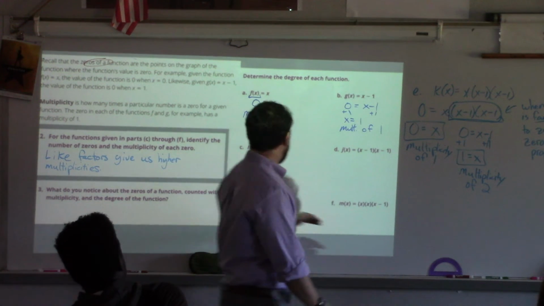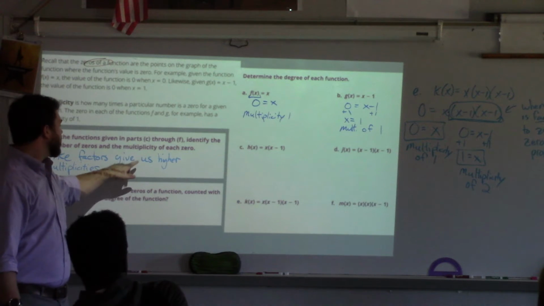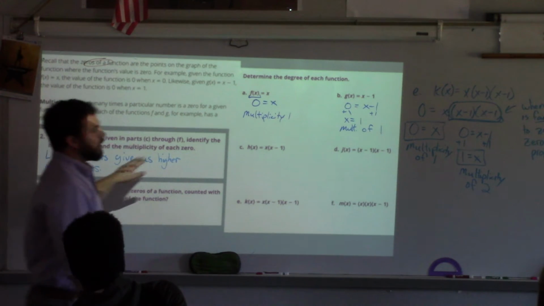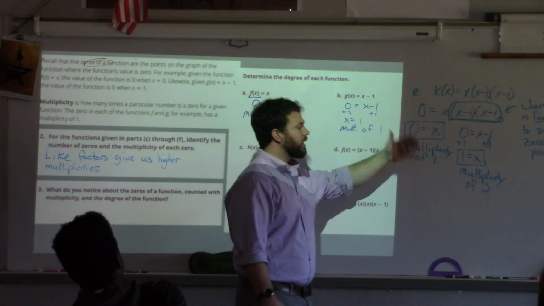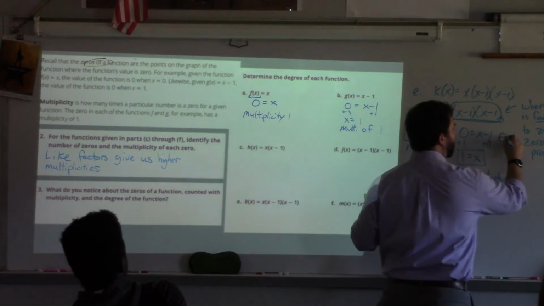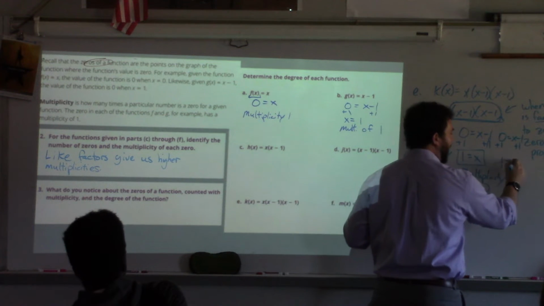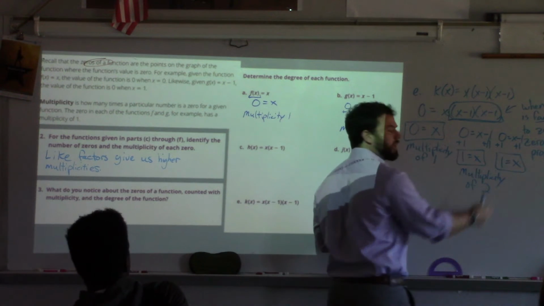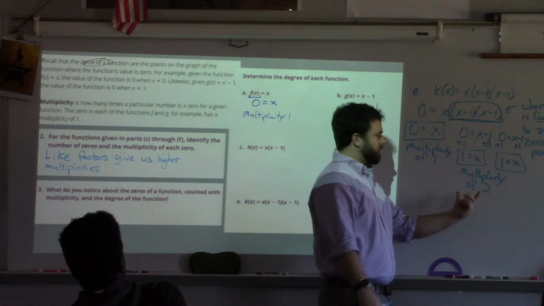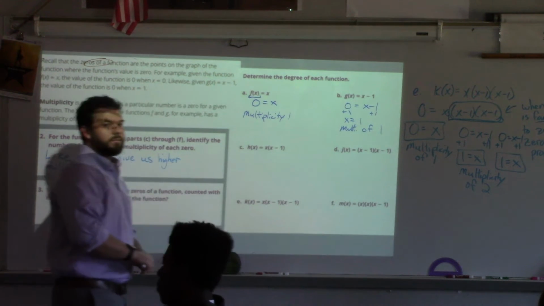So that's what I was saying here, the common factors give us higher multiplicities. Because that x minus 1 showed up twice, I would have a multiplicity of 2. Some of us did write this out where we said 0 is equal to x minus 1 again, and you can do that. Notice, how many times do you give 1 equals x? Twice. So that's why it's a multiplicity of 2. Does that clarify that detail?